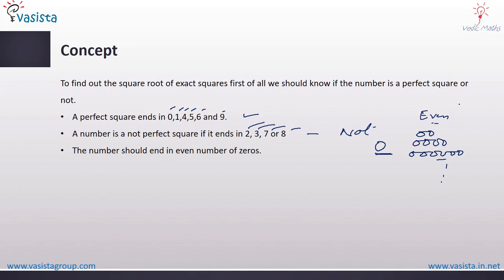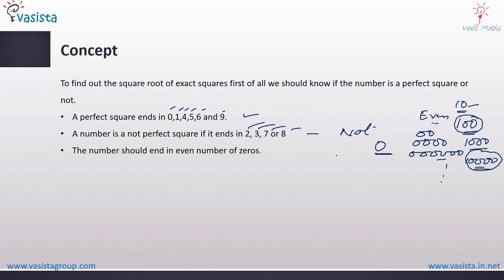So let us check this. 10 is not going to be a perfect square because it ends with only one 0. If it is 100, yes, it is going to be a perfect square. 1000 is not a perfect square. 10,000 is going to be a perfect square. So you should check here: this is 2 zeros and here 4 zeros.